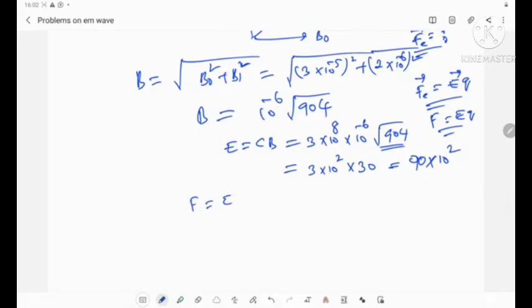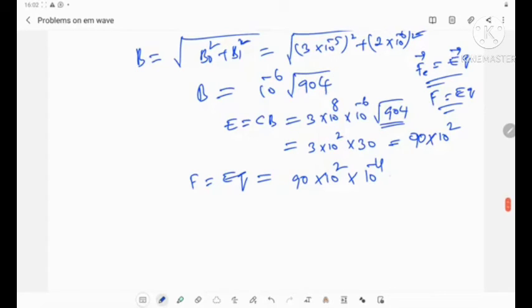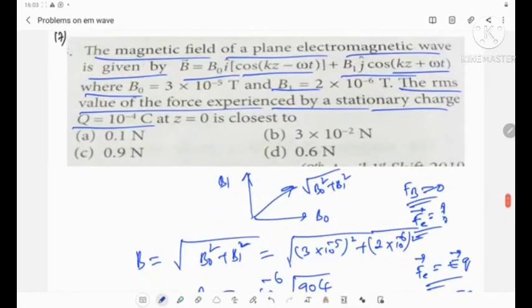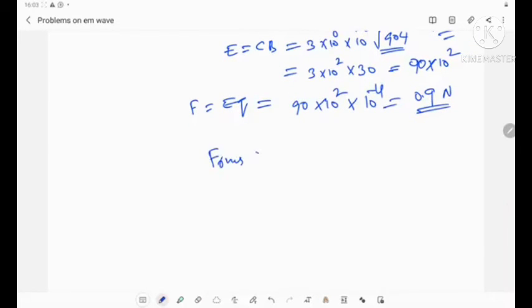Now force F is equal to E into Q. E is 90 into 10 square. Q is given as 10 to the power of minus 4. This becomes 0.9 newtons. But here I have to find out the RMS value of force. Therefore, the RMS value of force, F RMS, is equal to F naught by root 2. Here I am taking F naught as 0.9, so this is 0.9 by root 2. This becomes 0.6 newtons.